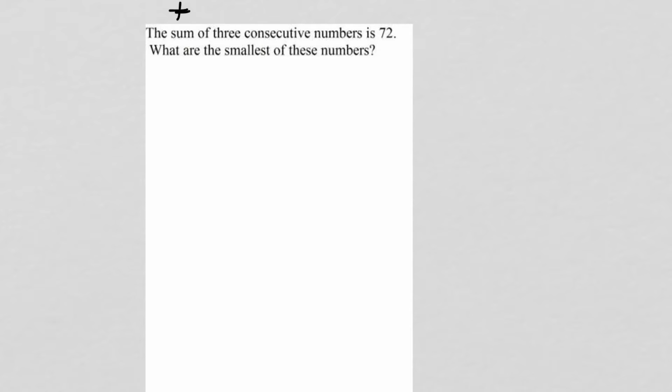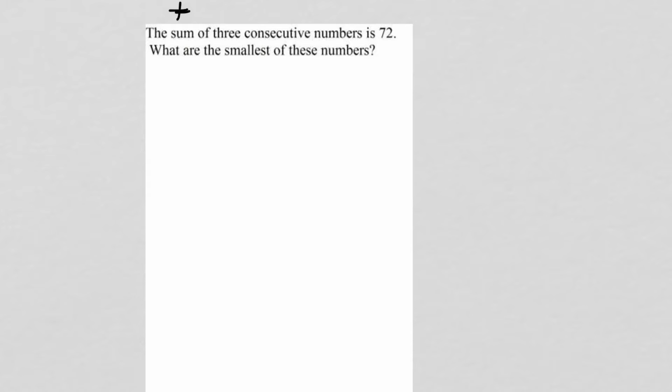So if I were talking about consecutive numbers, it could be like 4, 5, 6, 7, 8, 9. If I was talking about consecutive even numbers, it'd be 2, 4, 6. Consecutive odd would be like 1, 3, 5. So numbers that are going to fall in order. Since it doesn't say even or odd, these will be one right after the other.